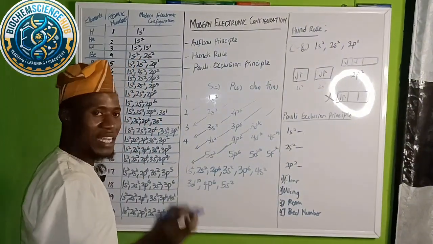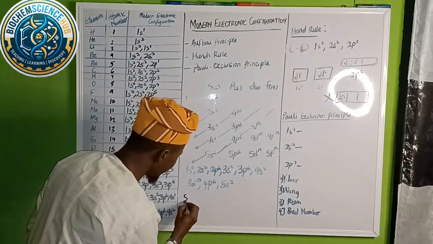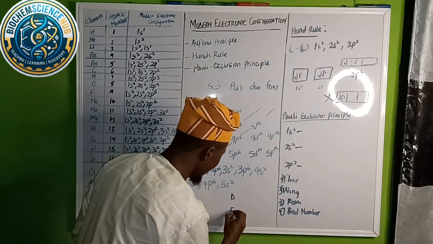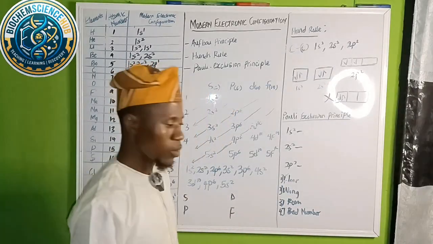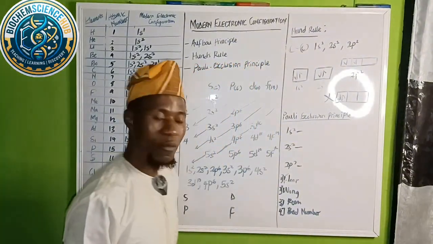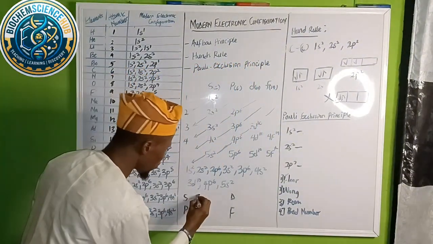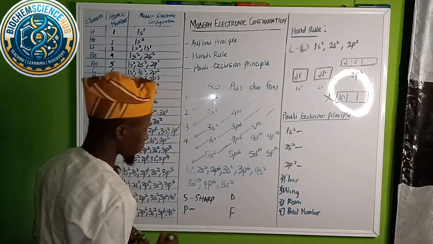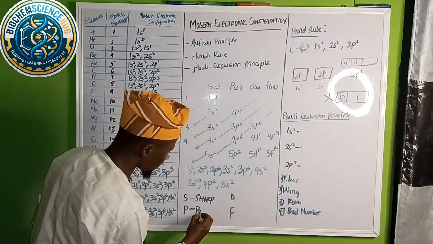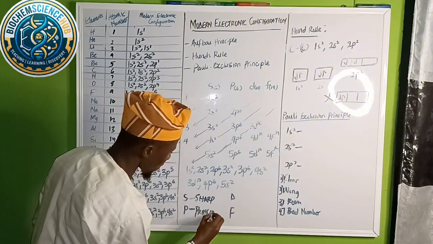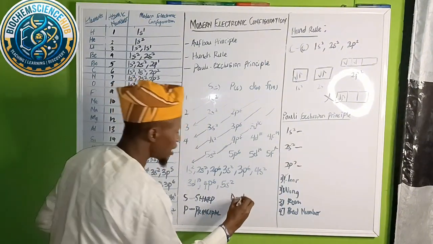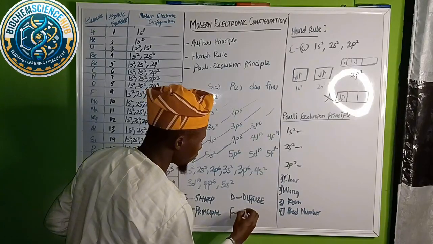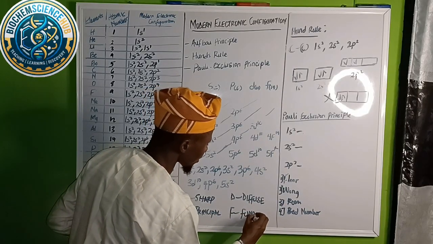And some students ask, what's the s, p, d, and f? Those words are used from what? They are used in quantum physics. And s means sharp. p means principal. d means diffuse. And f means what? Fundamental.